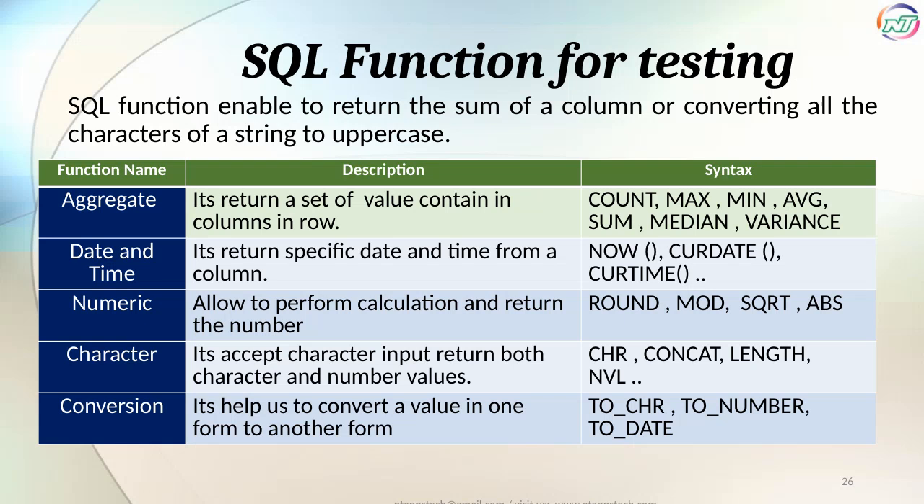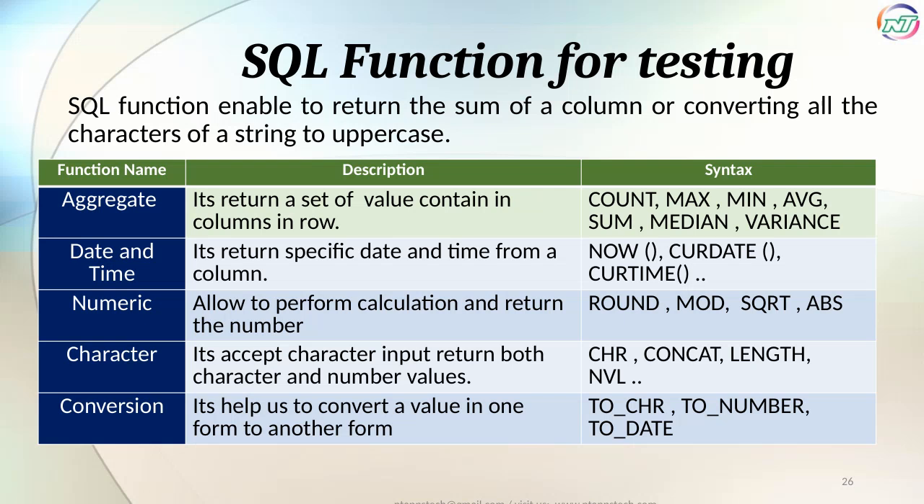In SQL, different types of functions help us work with data effectively. Aggregate functions return values calculated across multiple rows in a column, like count, sum, average, minimum, and maximum. Date and time functions let us extract or manipulate date and time values, for example, getting the current date or time.